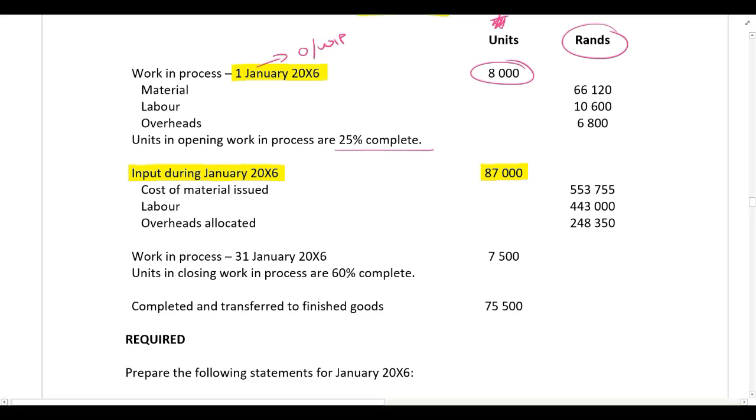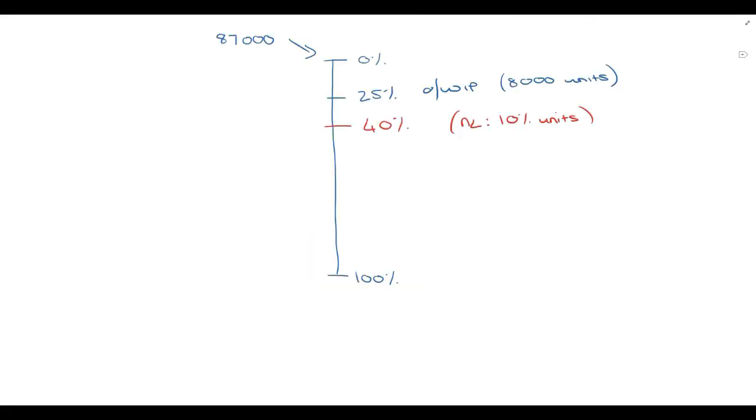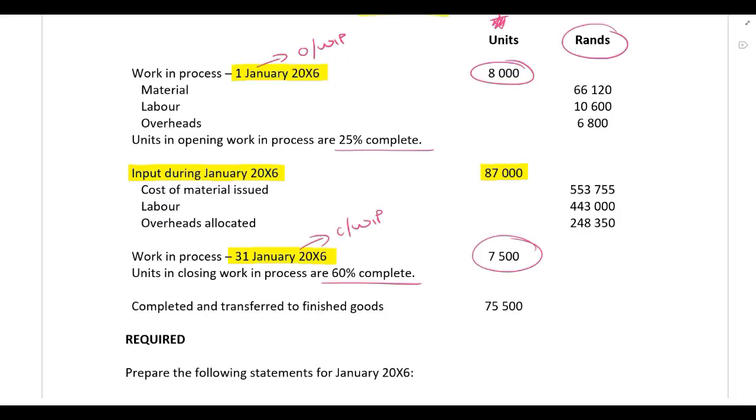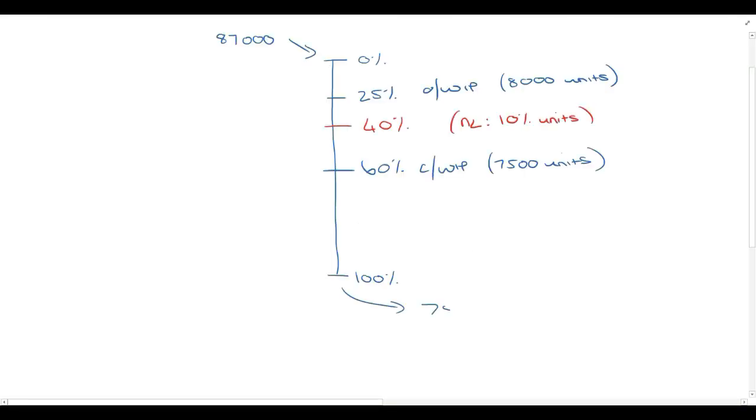Then my work in process at the end of January, so this is going to now be my closing work in process. I've got 7,500 units that are 60% complete. Okay, so add everything to the diagram. It's just going to make all of your calculations just now so much easier. And then how many units did we complete in the period and transfer to finished goods? We completed 75,500 units. So that's my output.